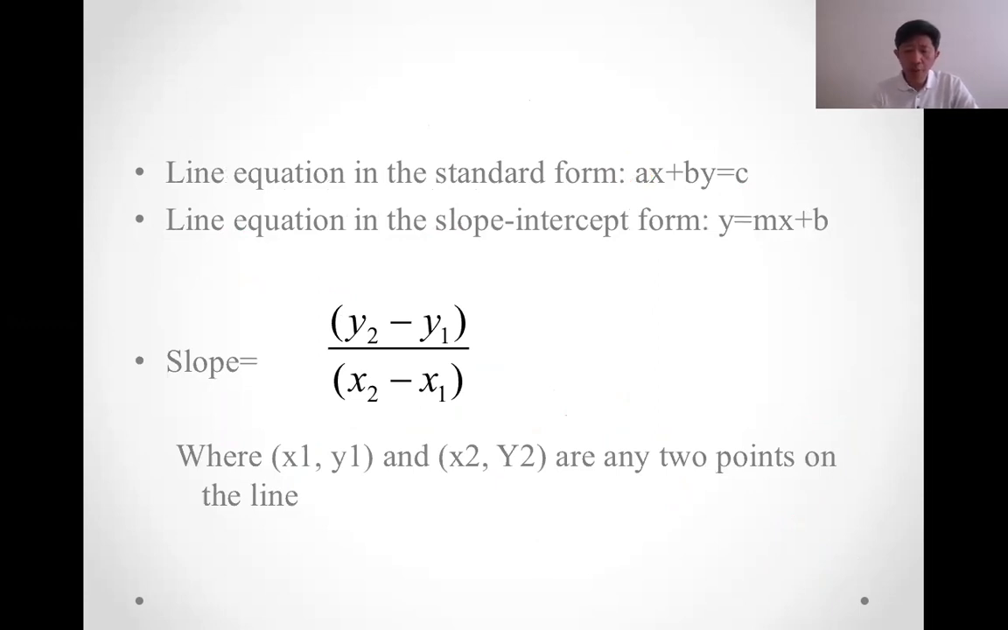And then the intercept form is y equals mx plus b, where m is the slope. And then that's the formula: rise over run. Rise is Y2 minus Y1. What about run? X2 minus X1, okay? And that's the review for this.